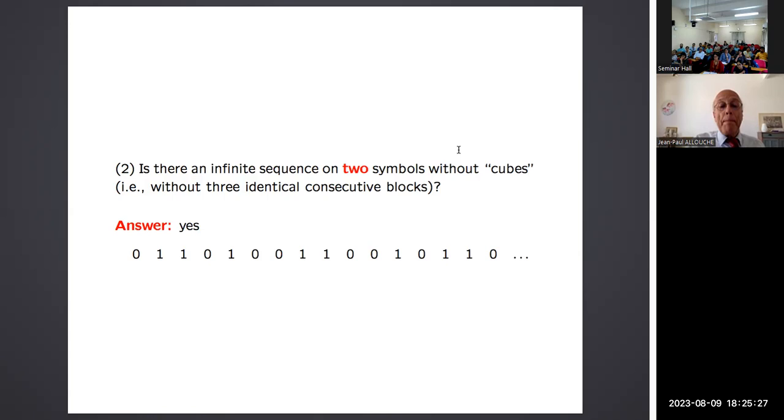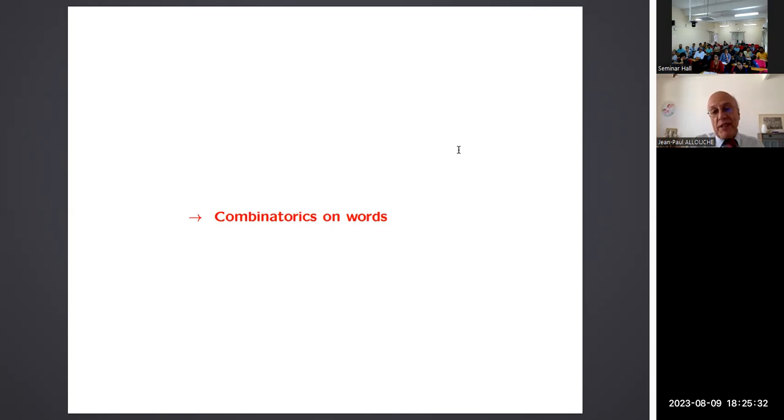Okay. And this was the beginning of a new field, at this time, which is now called combinatorics on words, which is a very active field. Even now, there are a lot of papers and people working on this. Interestingly enough, people working in combinatorics on words are usually seen either as mathematicians or as theoretical computer scientists. In France, usually they are considered as computer scientists, whereas in, for example, Canada or the United States, they are considered as mathematicians, I mean, discrete mathematicians.